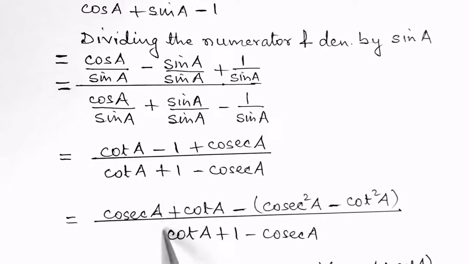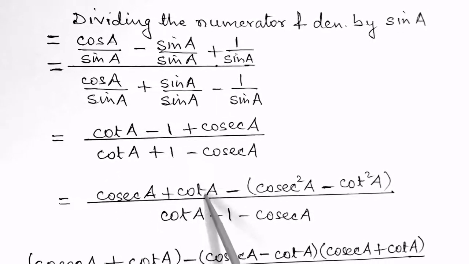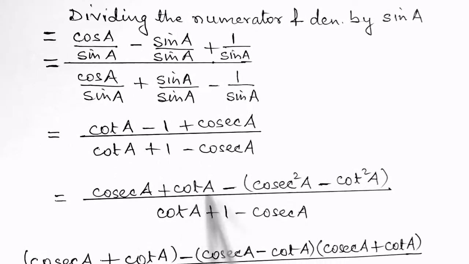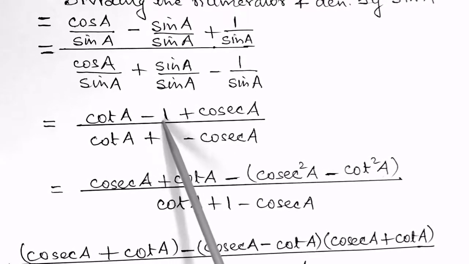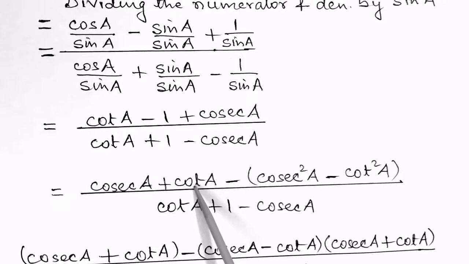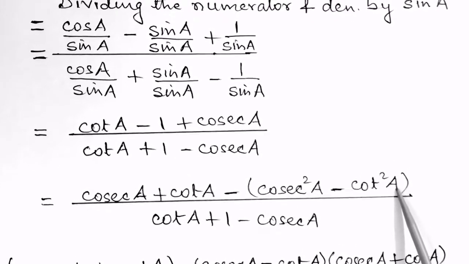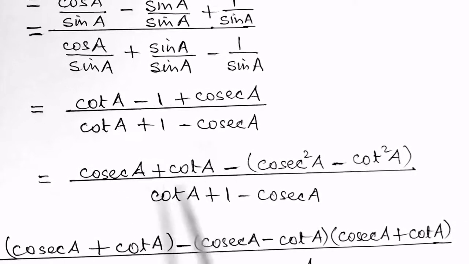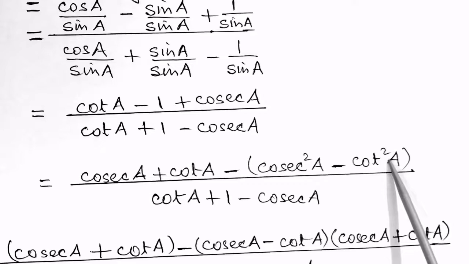Now in the numerator I have arranged these: cosecant A I have written first, then plus cot A minus 1. Now this 1 of the numerator only will be changing, right? If we have cosecant and cot here, then we use the formula for 1. I write cosecant square A minus cot square A. If here I was having secant and tan, then I'd be writing secant square A minus tan square A.